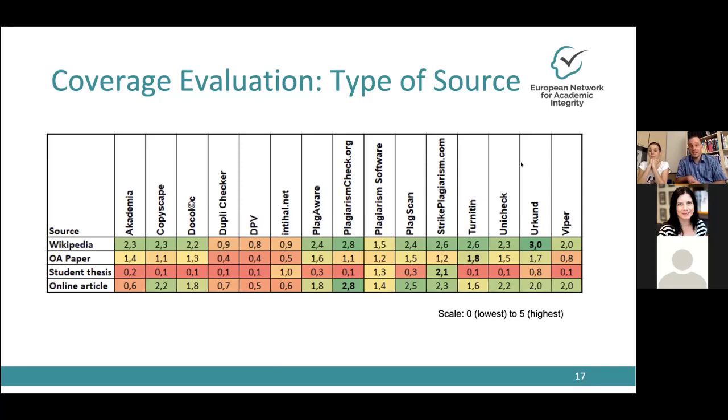So you can see that no matter what system your university has, it can never find everything. Yeah, so there might be sources of student plagiarism which are not indexed by the systems, and likely there are many of them. So you can never 100% rely on these systems.